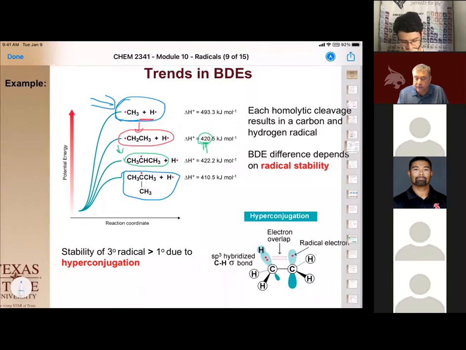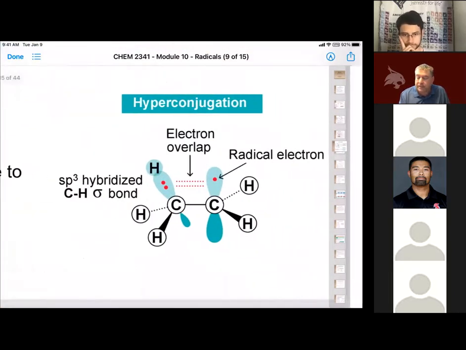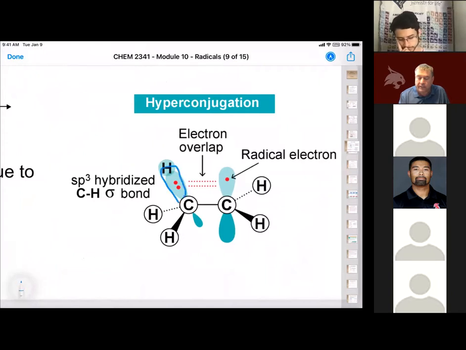And here's a little diagram to remind you what hyperconjugation is. The sp3 orbital of the adjacent material interacts through space to stabilize the radical. Notice only one of the sp3 is going to be able to overlap with that radical, okay? The other two are going to be out of play with that p orbital on the adjacent carbon, so only one of them can hyperconjugate.